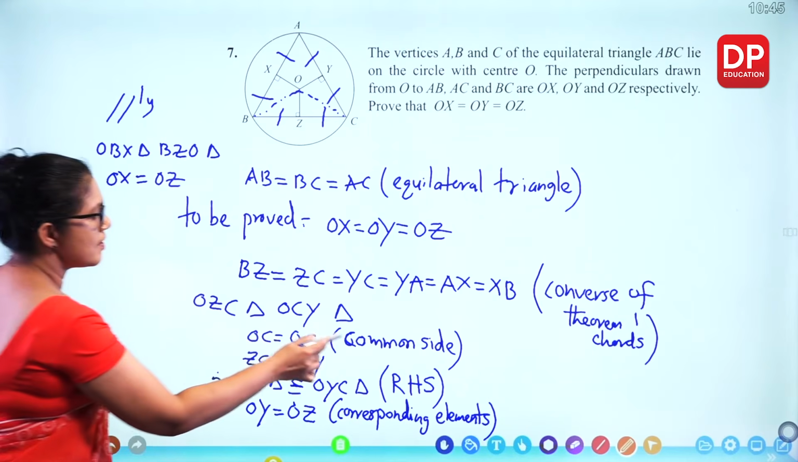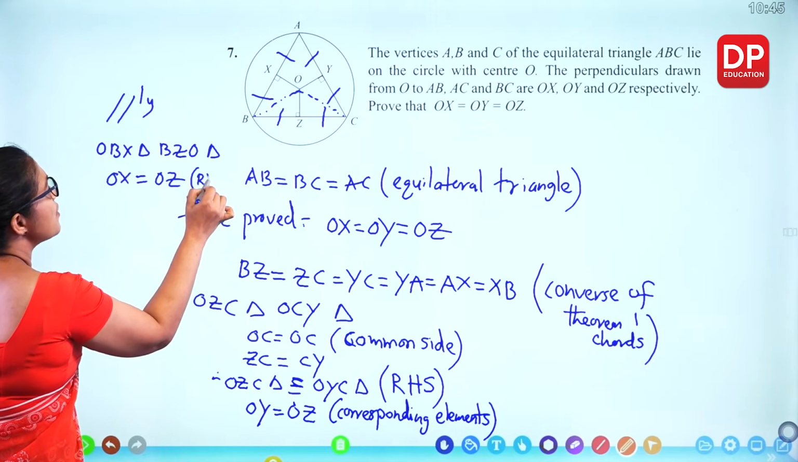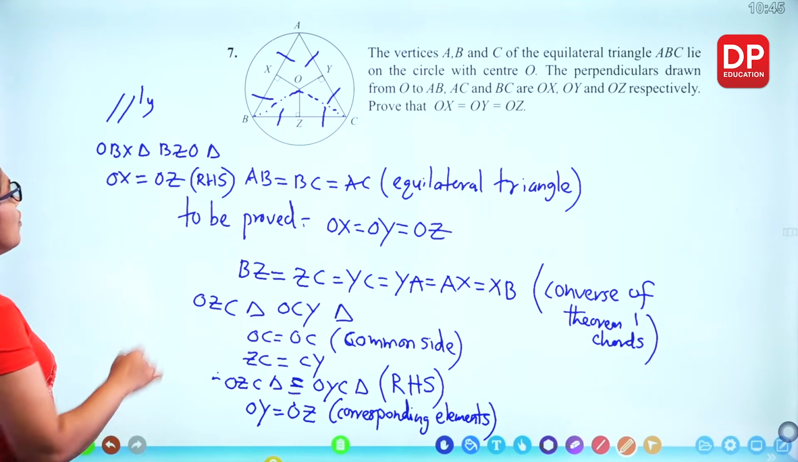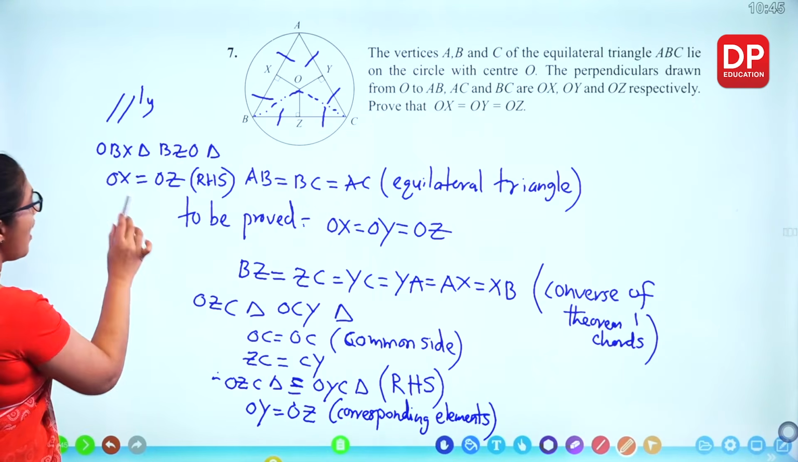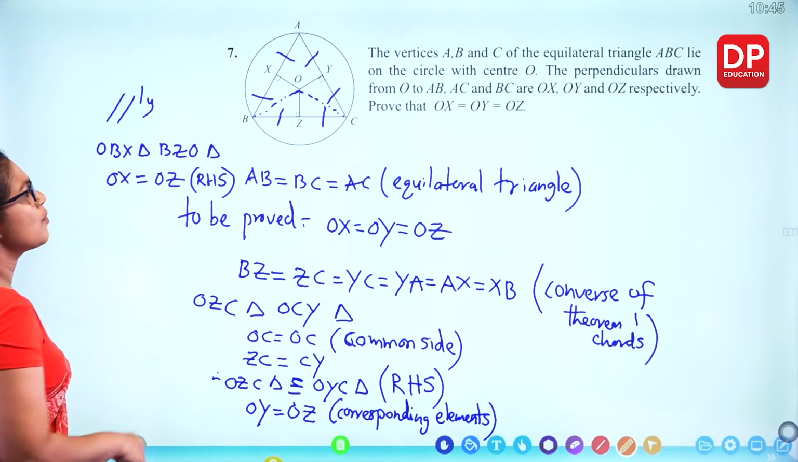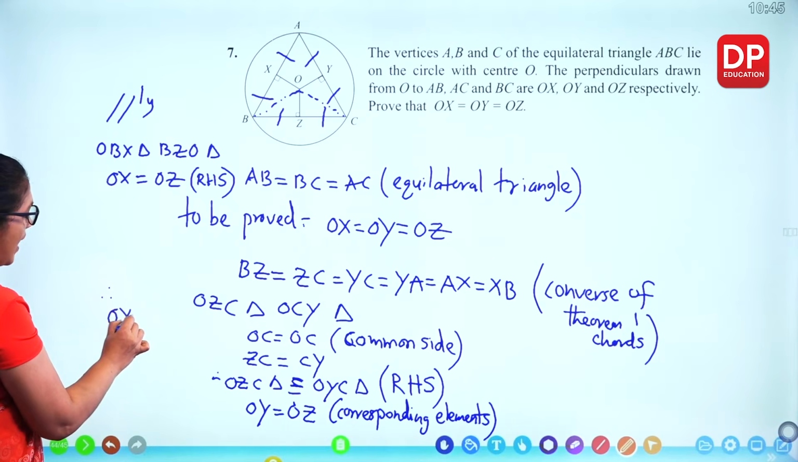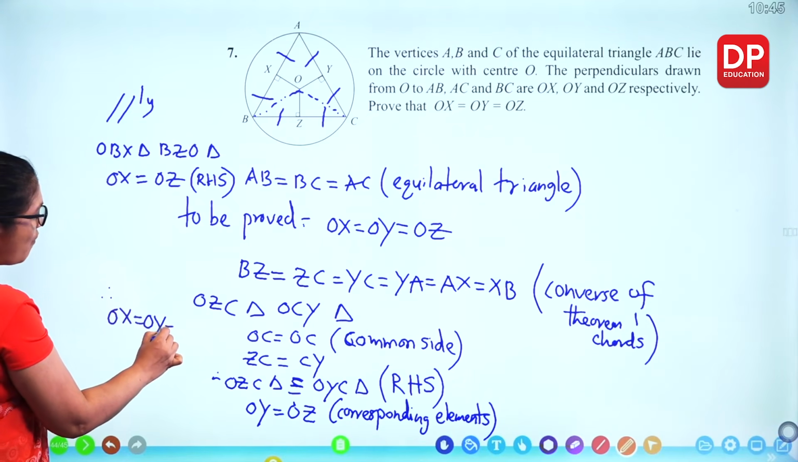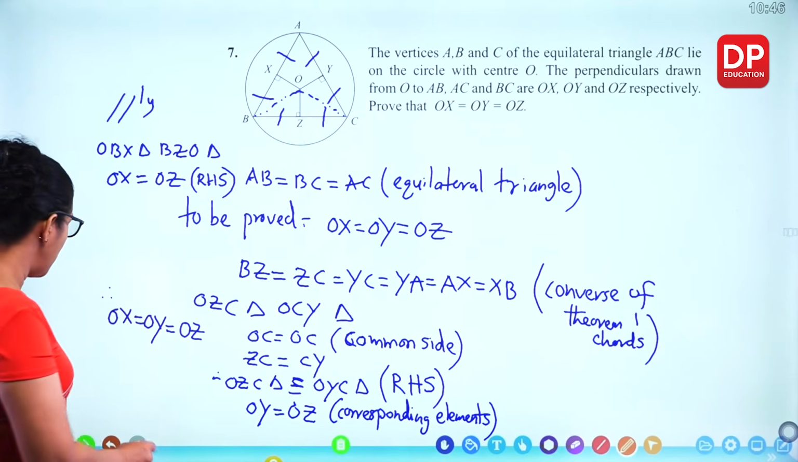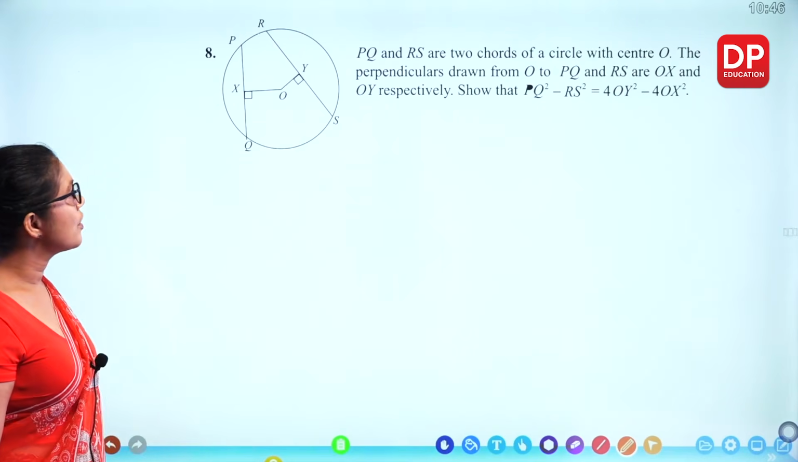That's also the same reason, right? Angle, hypotenuse and a side. So if you know these two are equal, what can you say? OZ is equal to OY. Again, OZ equals OX. So therefore, I can say OX is equal to OY equals OZ. Now we'll look at the last question in your textbook.